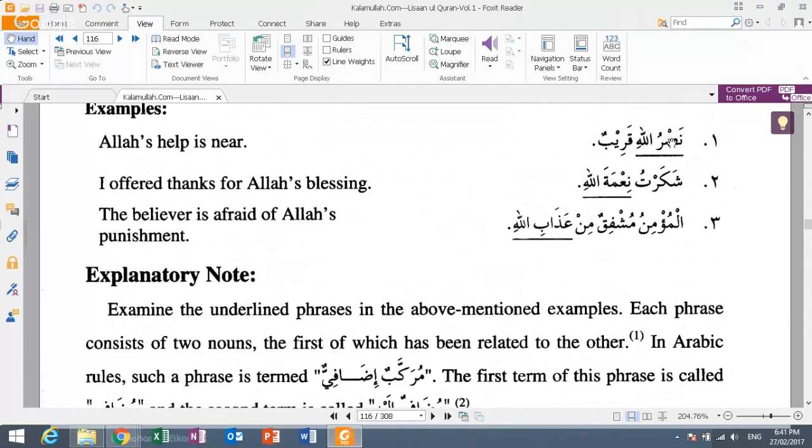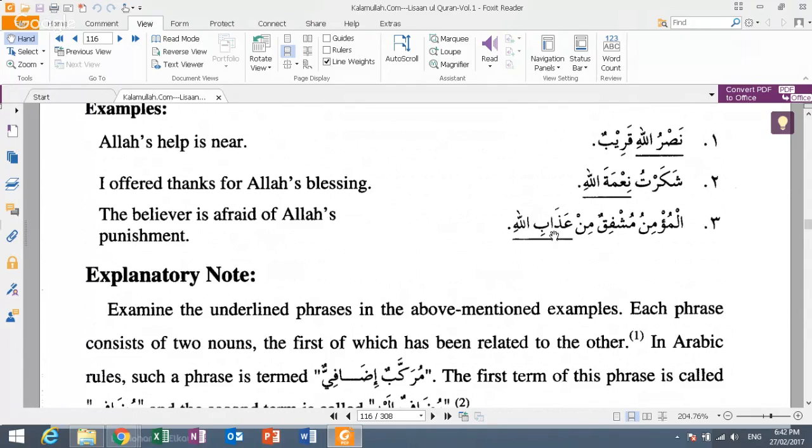So basically, mudaf, you can see all three i'rabs. But mudaf ilayh, the second one, is always majroor. Mudaf can carry all three i'rabs. Mudaf ilayh always carries one i'rab, which is the jar or kasra.